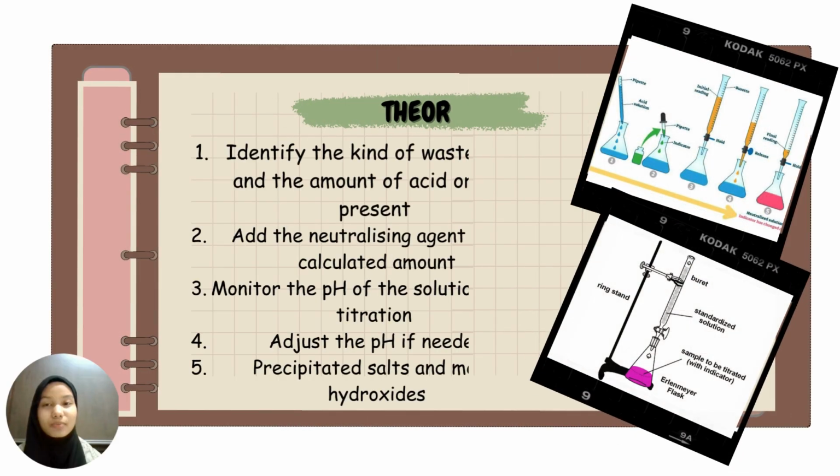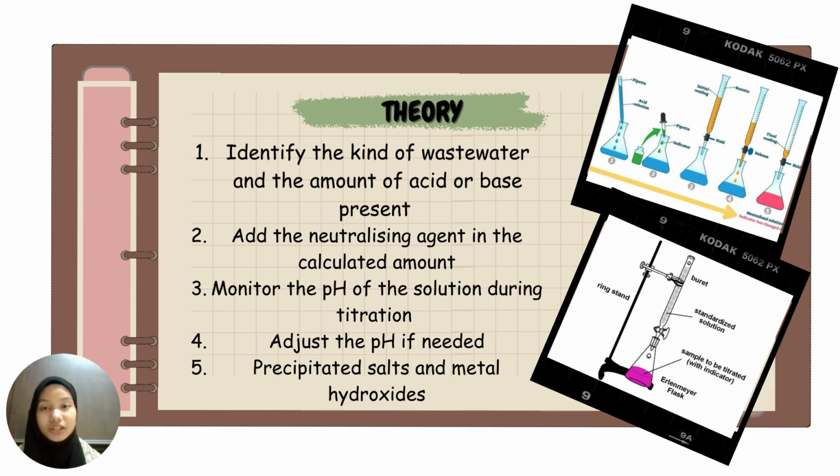And now I want to discuss the application in water treatment. This process begins by determining the type and concentration of the acid or base present in the wastewater through titration with a standard base or acid solution. Then the precise amount of neutralizing agent is needed, such as sodium hydroxide and sulfuric acid. The neutralizing agent is then added to the wastewater, causing an acid-base reaction that produces salt and water.